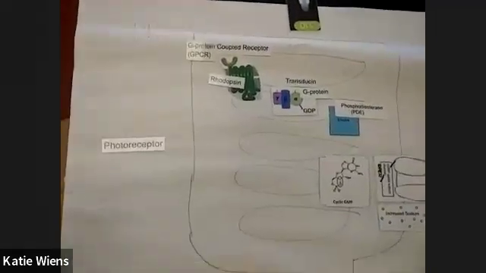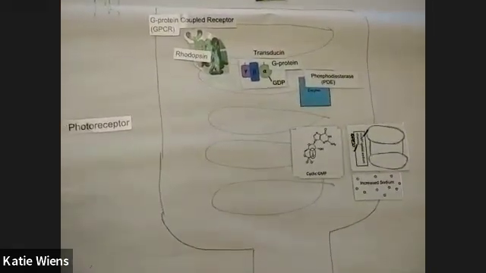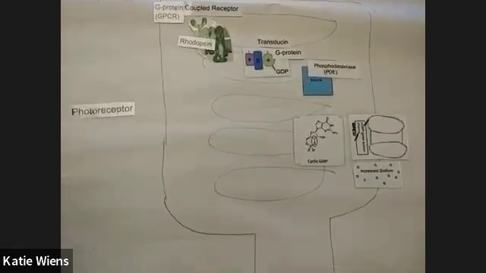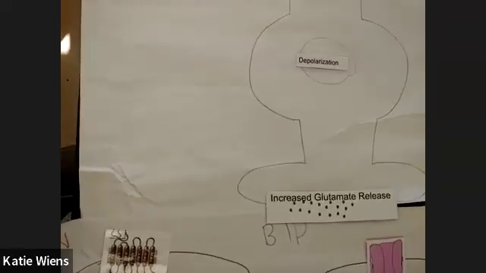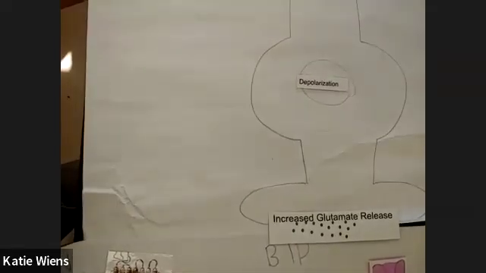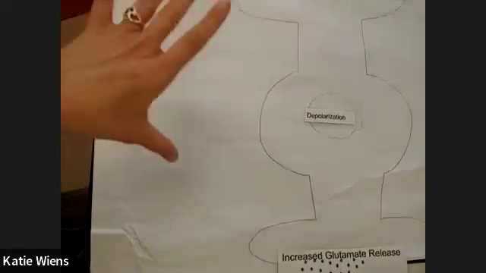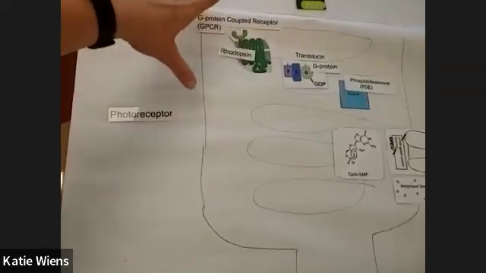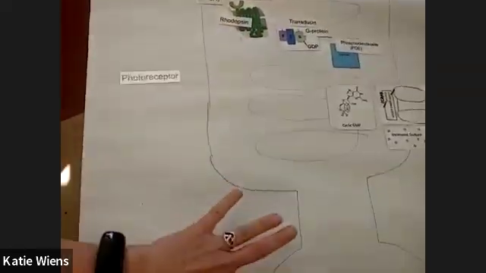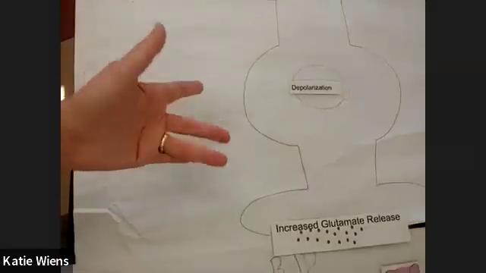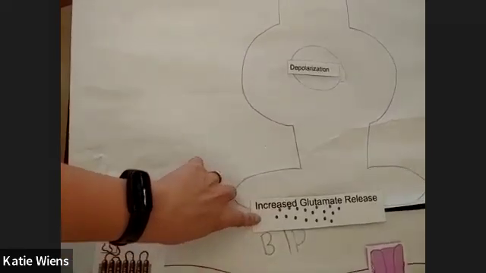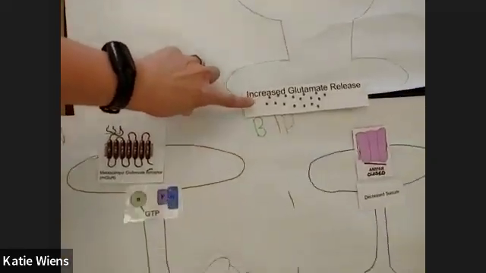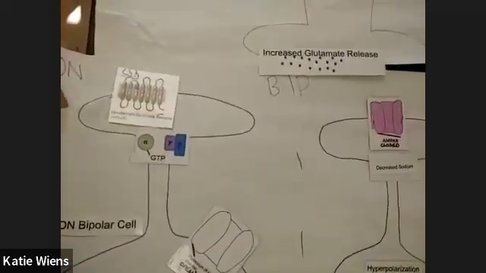So when the light is off, cyclic GMP gated channels are open, sodium comes in, depolarizes the cell, and we get an increase in glutamate release because of the depolarization. Now in the photoreceptor, there's one response when the light is off, and that's the opposite of what I think it should be, but it's an increase in glutamate release. And that glutamate is going to do two different things depending on what bipolar cell it binds to.